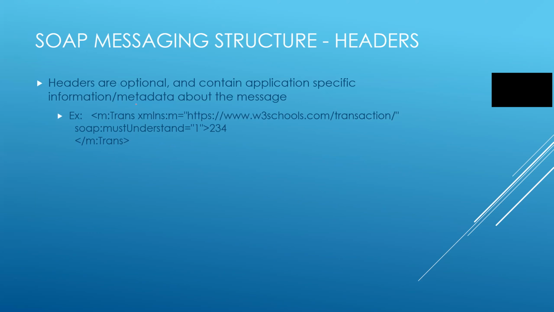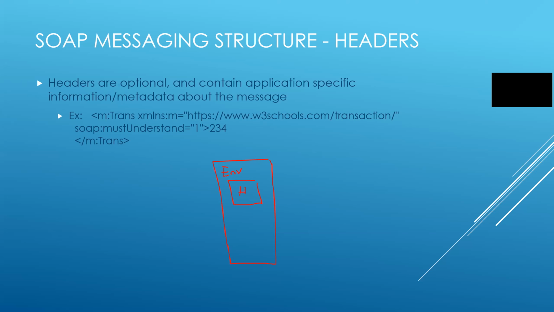To build on that, here is an example header. They're setting a trans element to the value of 234, and the must understand is set to 1, which means the receiver must understand this header, and if it does not, it should bomb out the process. Pretty easy so far. If we're drawing it out again, here's your envelope, and then the envelope has a header, so I'm going to call this H. And that's what we've got so far.